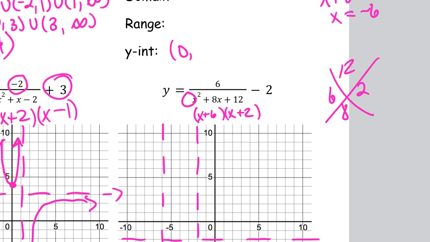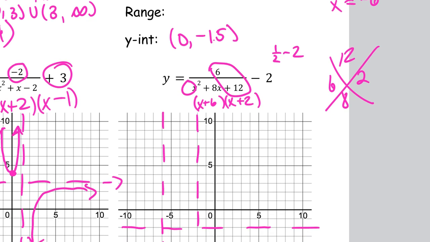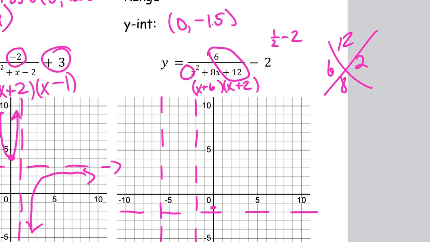-1.5, correct? Correct or incorrect? Oh, in this question, it's -1.5. So we got -1.5. Because right here, you just end up with 6/12, which is 1/2. 1/2 minus 2 gives you -1.5. So we have a y-intercept right here.